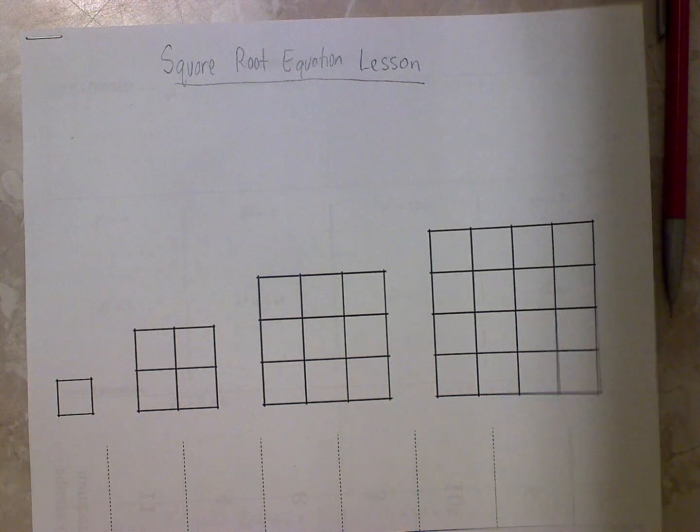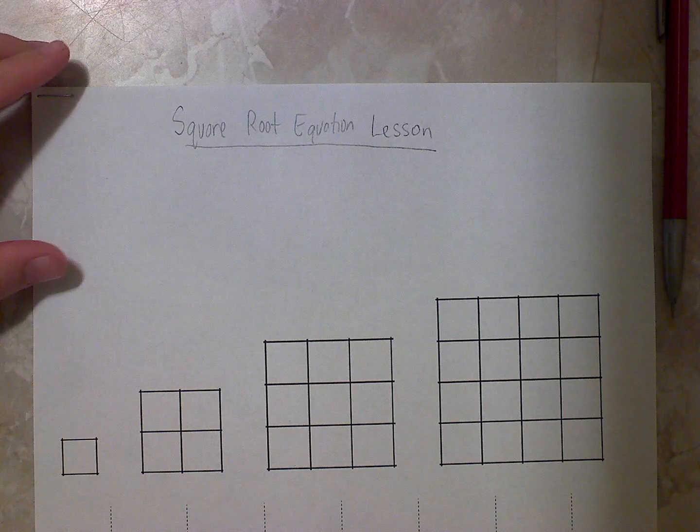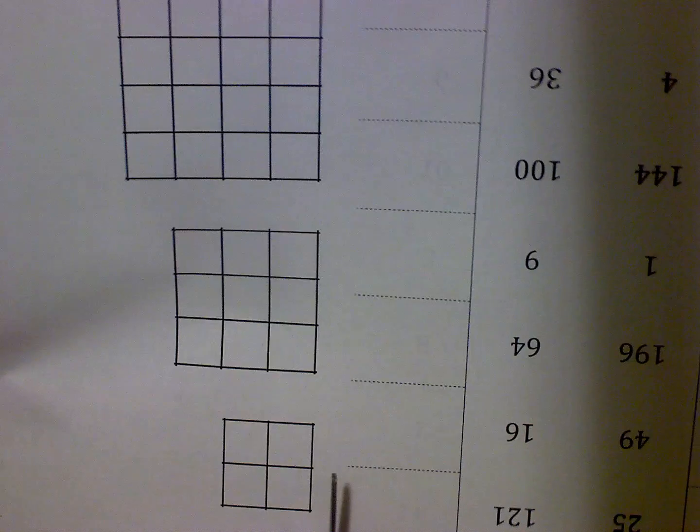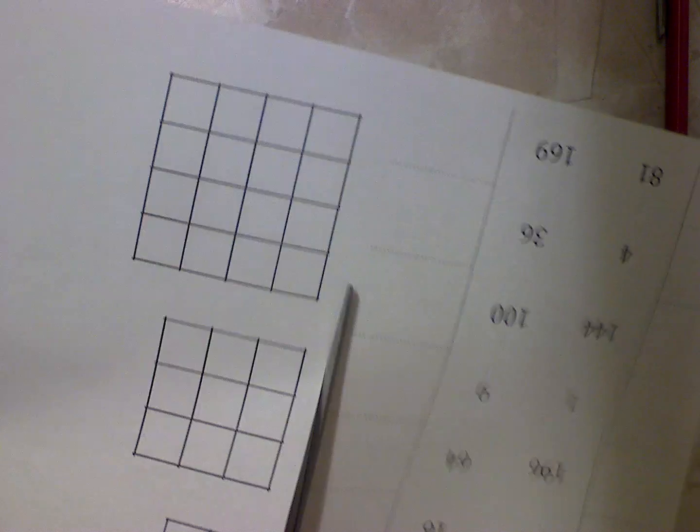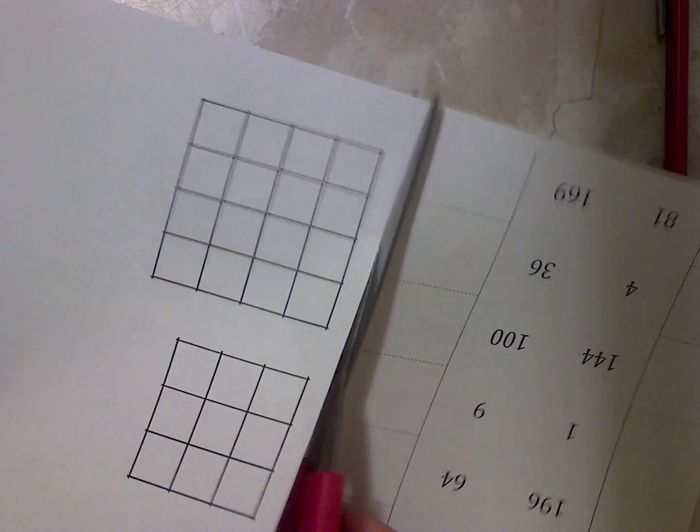So here's a square root equation lesson. First thing you're going to do is just tear off the front page. You can pull out the staple if you want and just leave it, doesn't really matter. And then go ahead and cut it in half. And so that looks like this. You can fold it and then cut it if you want, or just cut it. Either way is fine.